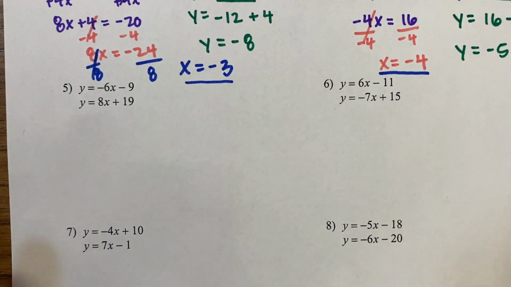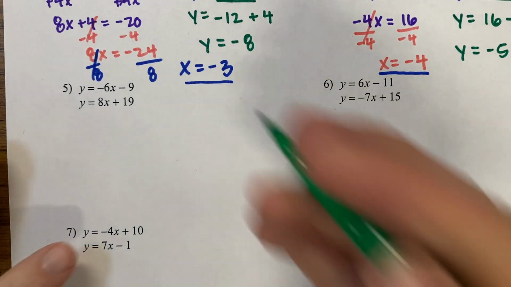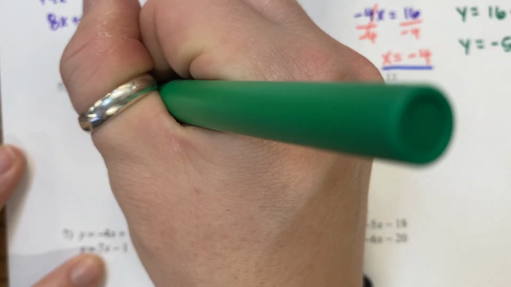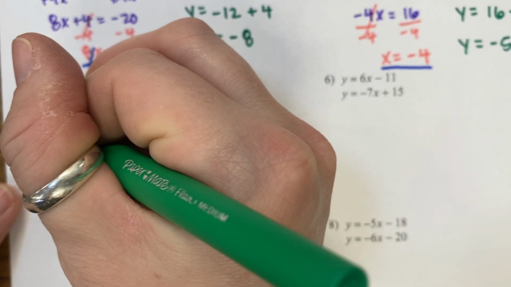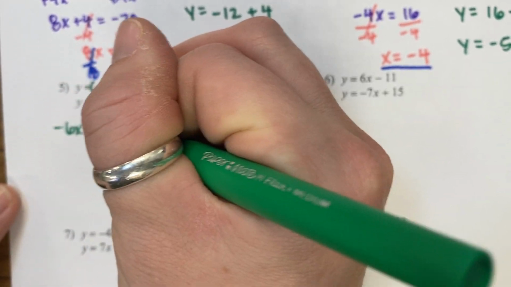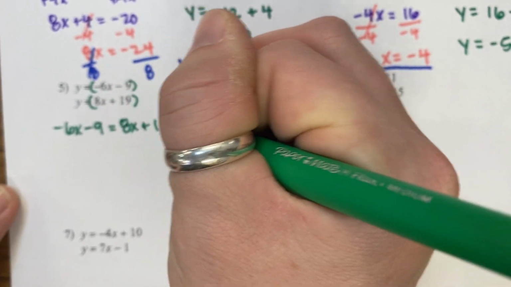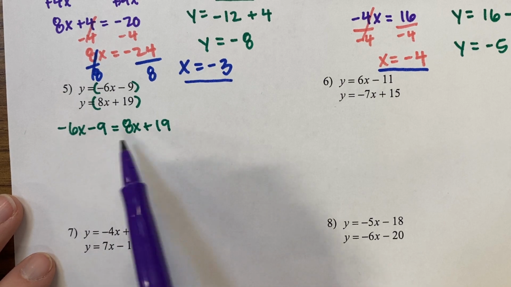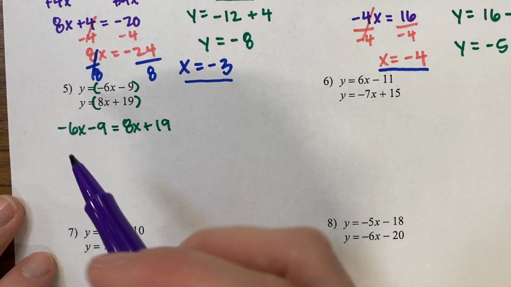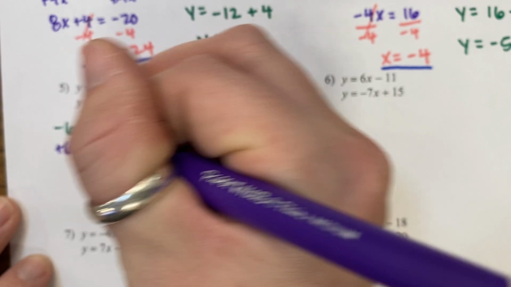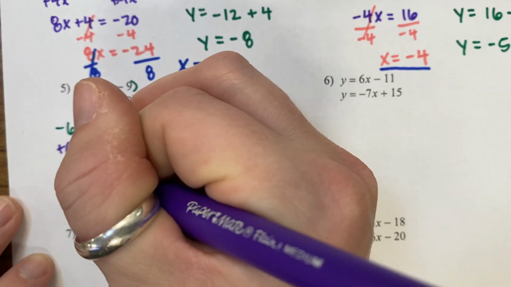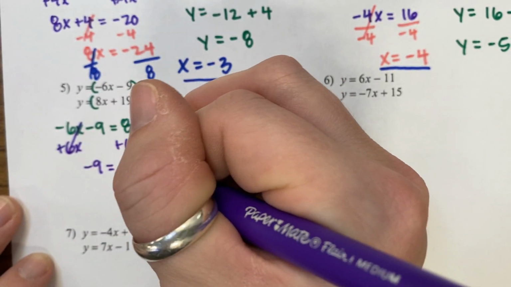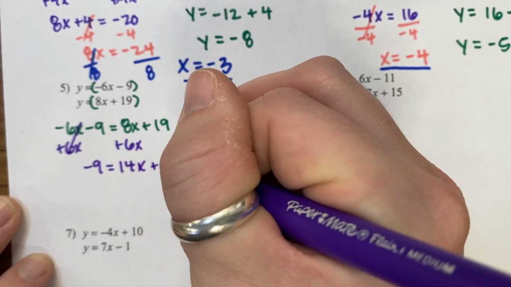Okay, number 5. They are both equal to y, which means they are equal to each other. So I have negative 6x minus 9 equal to positive 8x plus 19. Okay, I have x's on both sides, which means I'm going to have to move them all to one side. Move the smaller one. So out of negative 6 and positive 8, I know negative 6 is less, or the smaller, so I'm going to do the opposite. Add 6x. Add 6x. I get negative 9 is equal to, let's see, 14x plus 19.